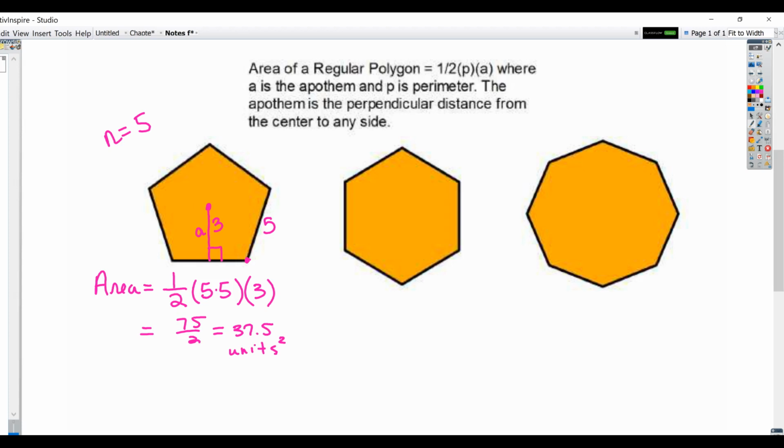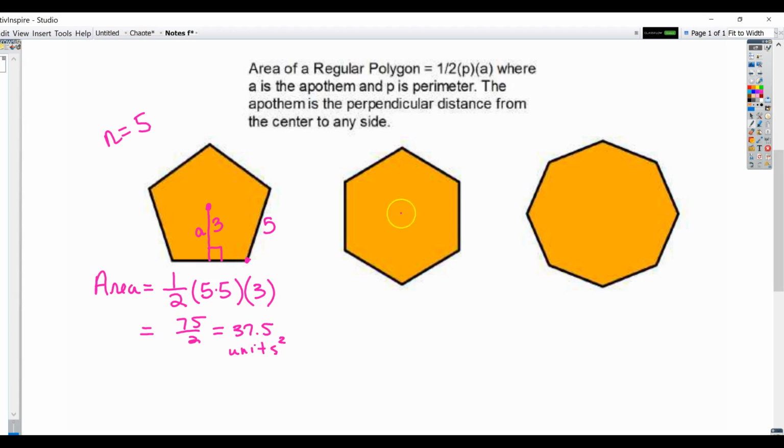Why is it 5 times 5? Because you need the perimeter. So the formula here says perimeter. So it's 5 times 5. There just happen to be 5 sides and the length of the side happens to be 5. That's just a coincidence. Okay. All right. So that's the first example you might encounter.